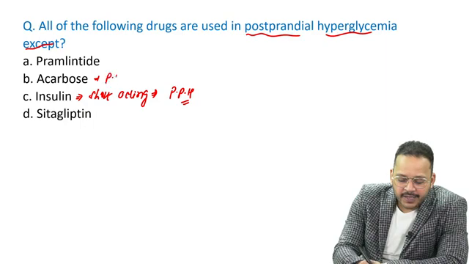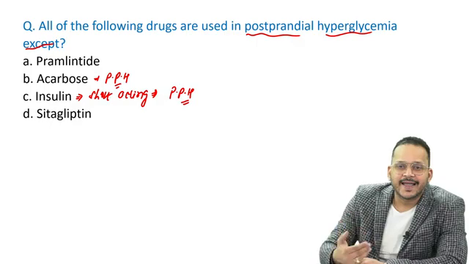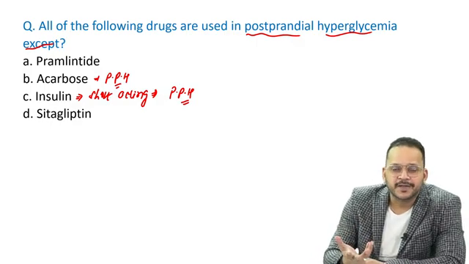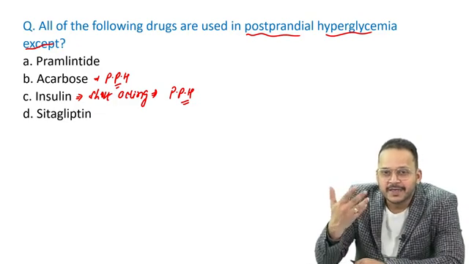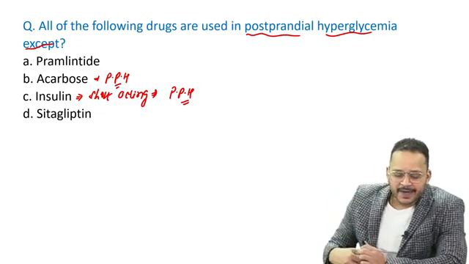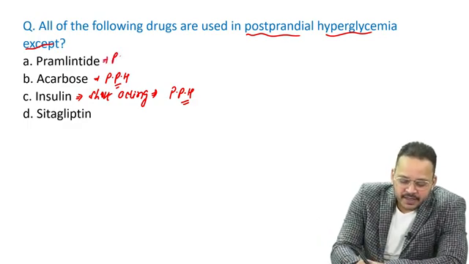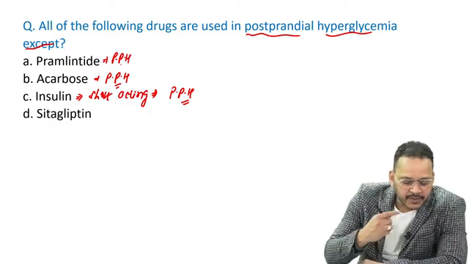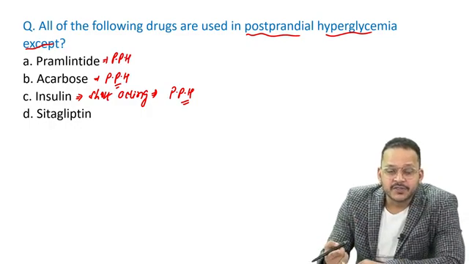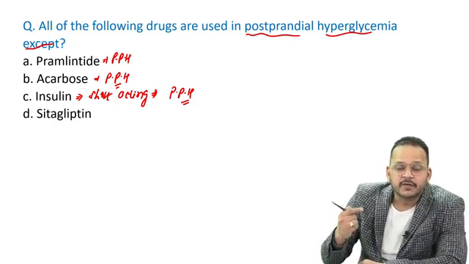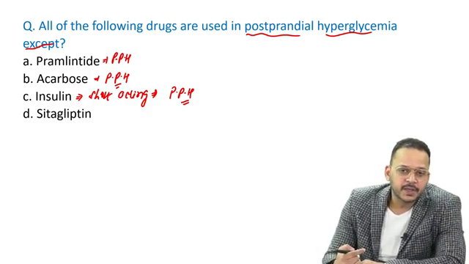Acarbose. Why are you giving acarbose as the answer? It is also used in postprandial hyperglycemia. Where does acarbose act? On your food. So if it is acting on your food, it is going to act on postprandial hyperglycemia. It's very simple. And pramlintide, guys, it delays gastric emptying, so it is only used in postprandial hyperglycemia. What pramlintide does is delay gastric emptying, meaning food will move slowly from the stomach to the intestine. So again, it is used in postprandial hyperglycemia.